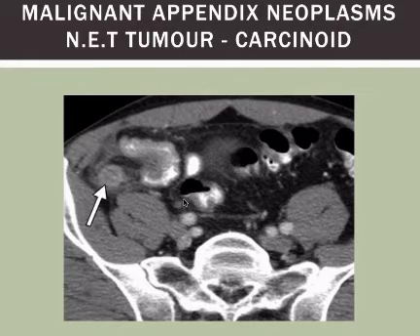When we come to the malignant appendiceal neoplasms, the commonest is a neuroendocrine tumour, and these are carcinoids. They characteristically create a desmoplastic reaction around them, and you can see the effect that this primary appendiceal carcinoid has on the nearby ileum.